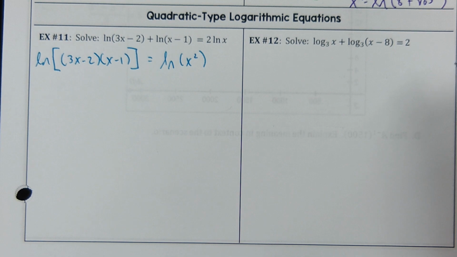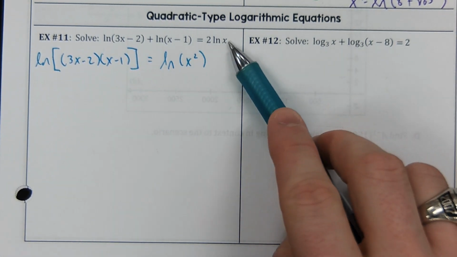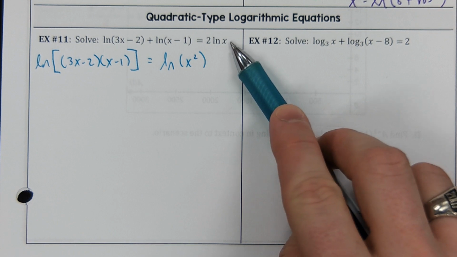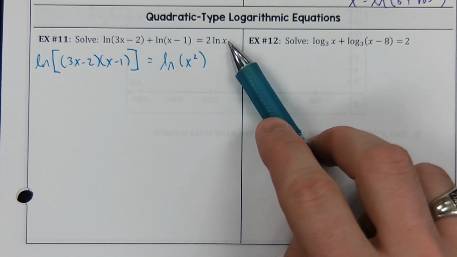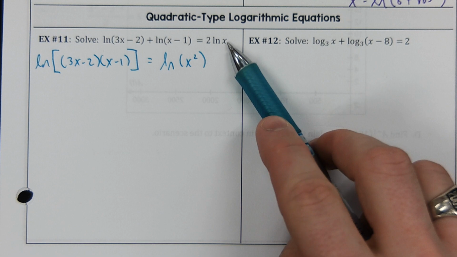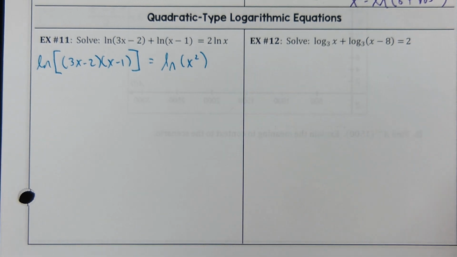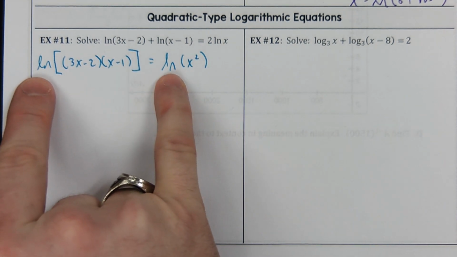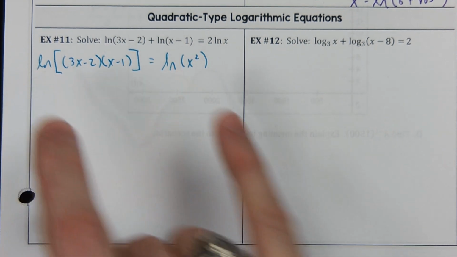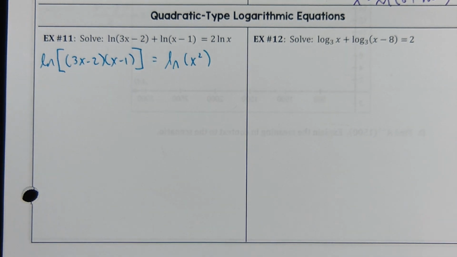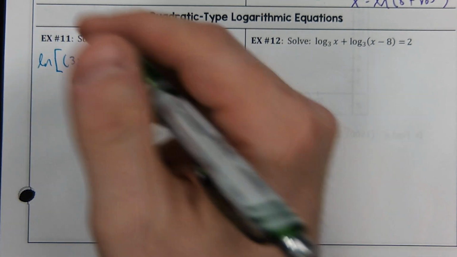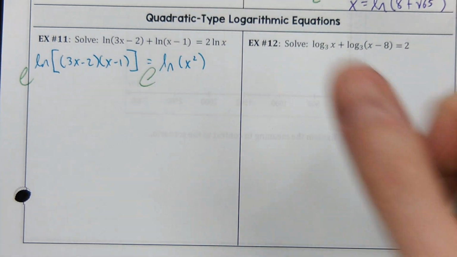Remember, the argument of a logarithm cannot be negative. So we already know that if we get a negative answer, it's extraneous because this argument is simply an x. So just thinking ahead. Anyway, now that I have a logarithm alone on both sides of the equation, I can cancel with exponential base e. Now I'm allowed to do that.